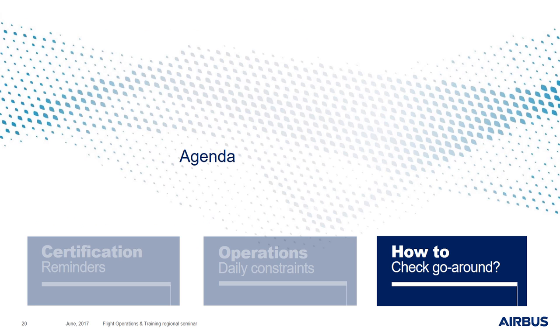Now that we have spotted the difference between our software, designed for certification constraints, and the operational constraints, let's take a look at the go-around computation that you can do today using the performance software.